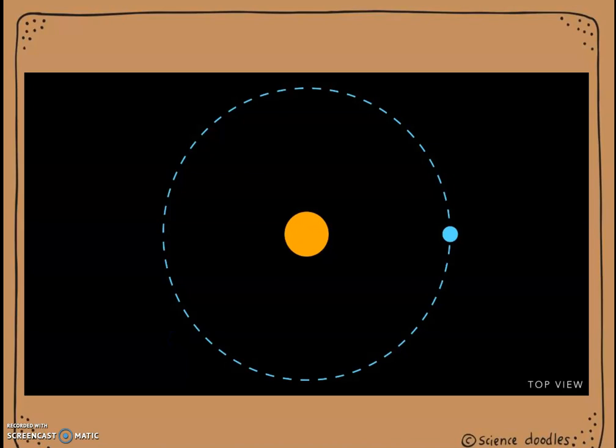Here's a picture of orbit. If I were looking at this from the top.